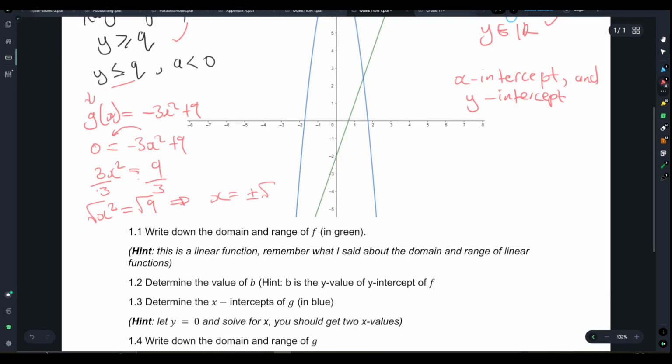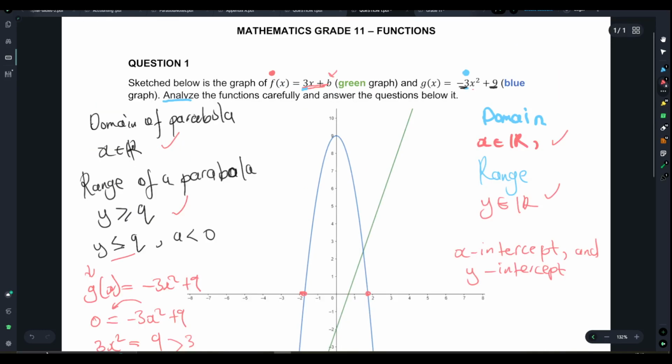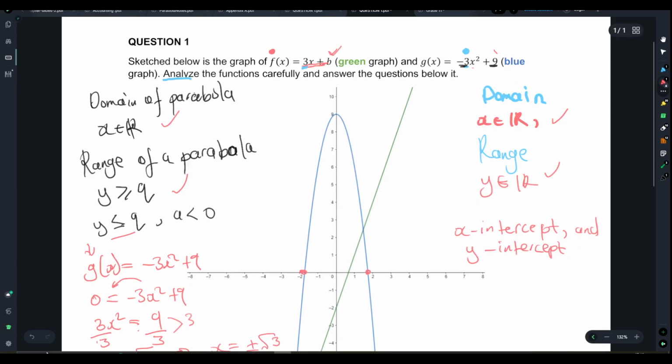And now, interestingly, if we look at the value of b, oh sorry, we're still here. If we look at the value of q, it's actually the turning point. So you can actually write x is 0 and 9, the turning point. And now you find the y-intercept and you found the x-intercept. This will be positive square root of 3, this will be negative square root of 3. Now you are good to go. You have just analyzed your function.